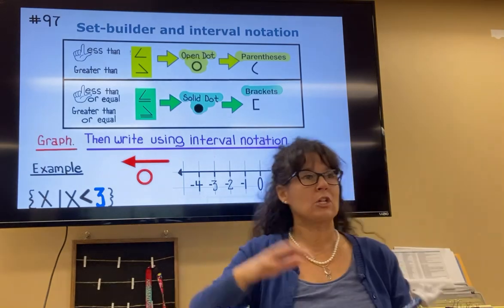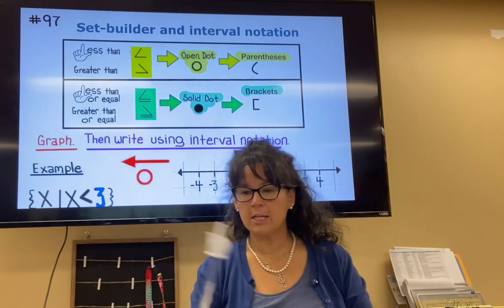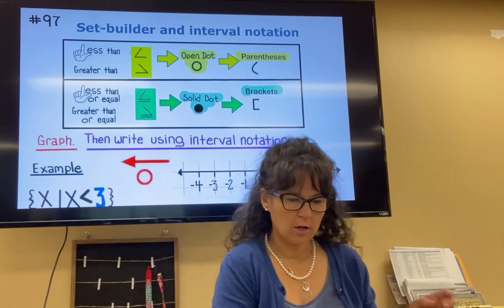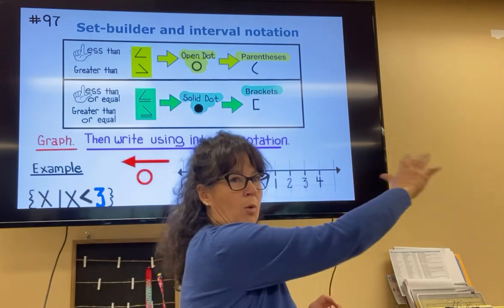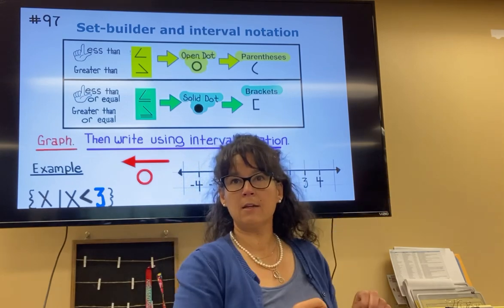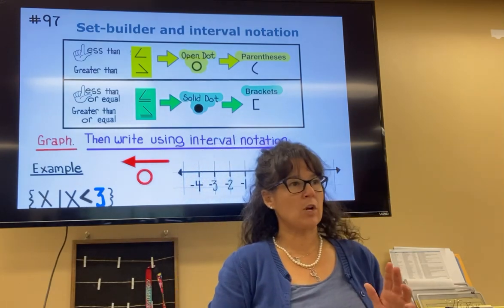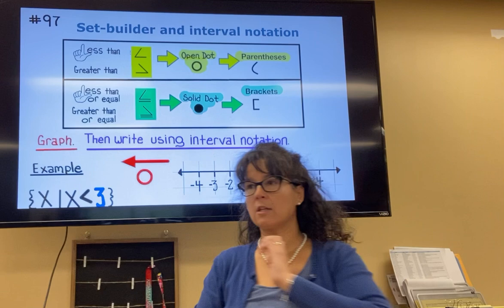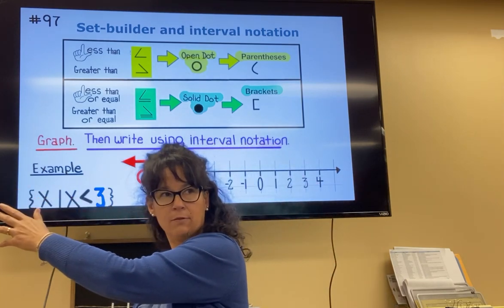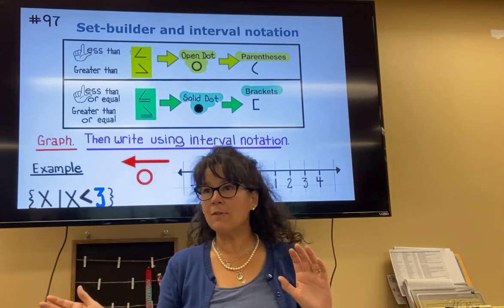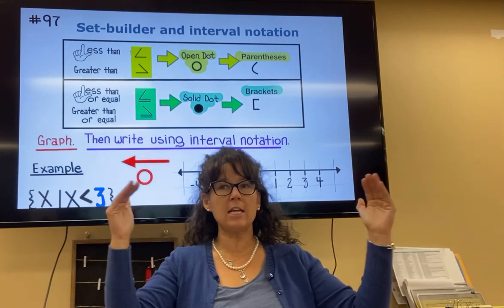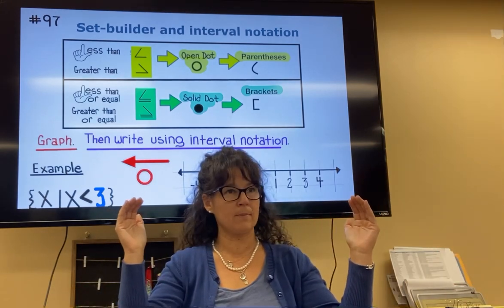Then the one extra piece that's not up there to keep in mind is if you are describing numbers that go on forever to the right, that's positive infinity. And if you're describing numbers that go on forever to the left, that would be negative infinity. And the symbol that goes with both negative infinity and positive infinity is always a parenthesis.